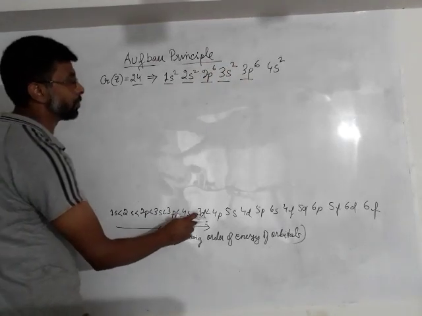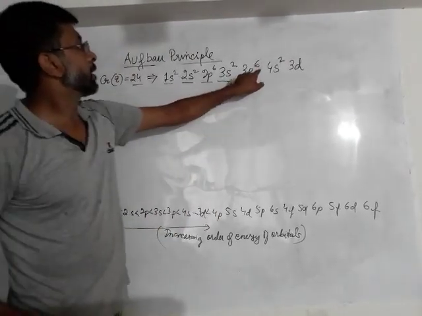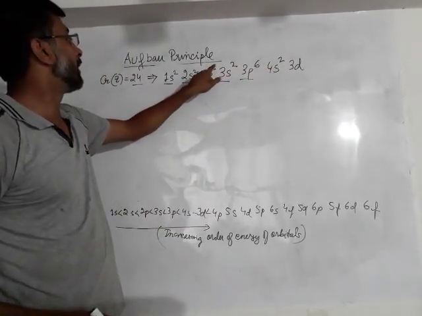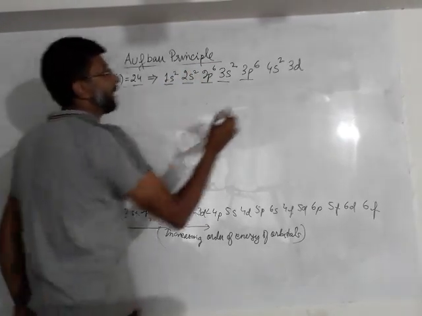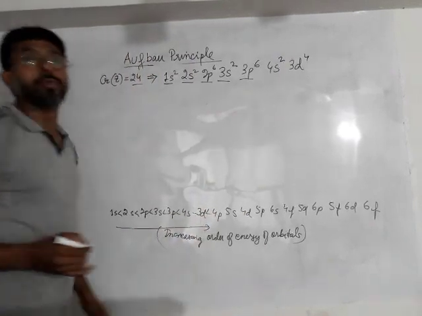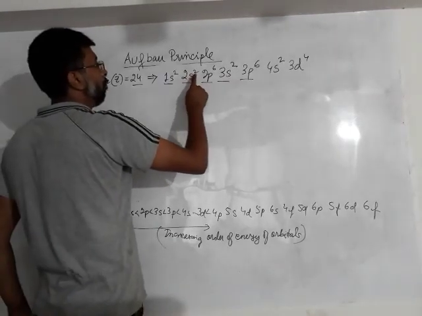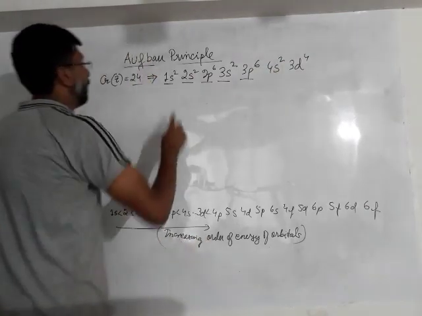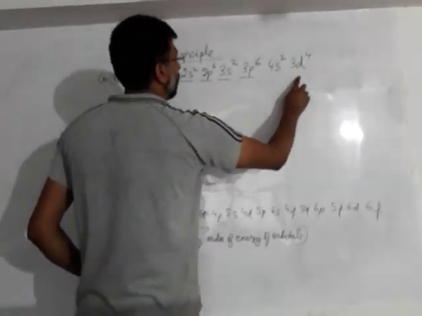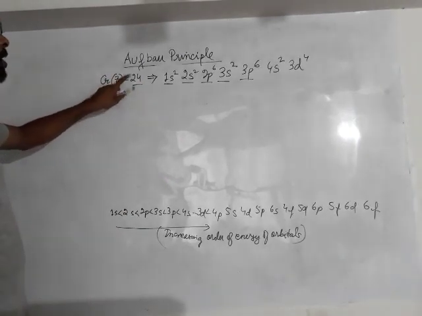After 4s there is 3d. So I put 3d over here and first check the total: 2 plus 2 is 4, plus 6 is 10, 12, 18, 20. But chromium is 24, so I need to put 4 electrons over here. The 3d orbitals have 4 electrons. So the total is 2 plus 2, 4, plus 6, 10, 12, plus 6, 18, 20, plus 4, 24. So this is the electronic configuration of the element chromium whose atomic number is 24.